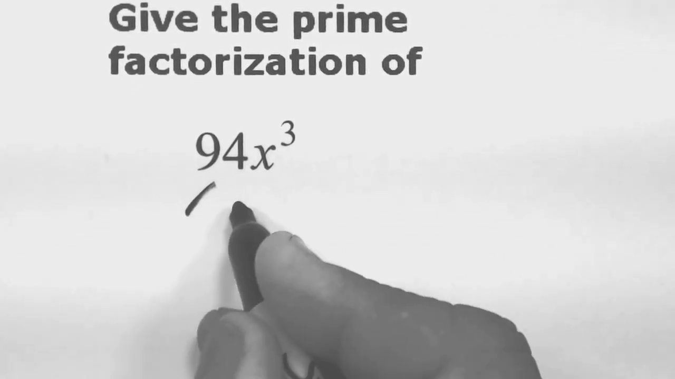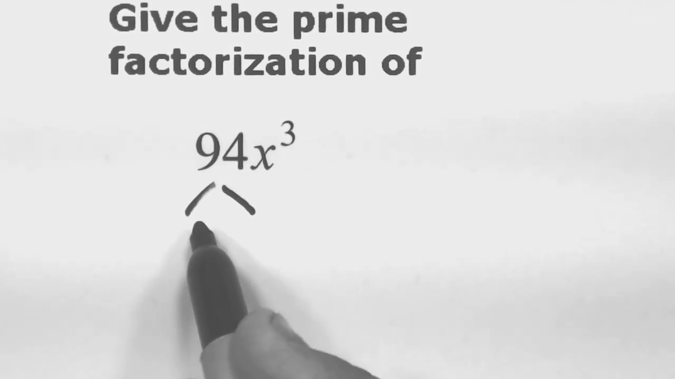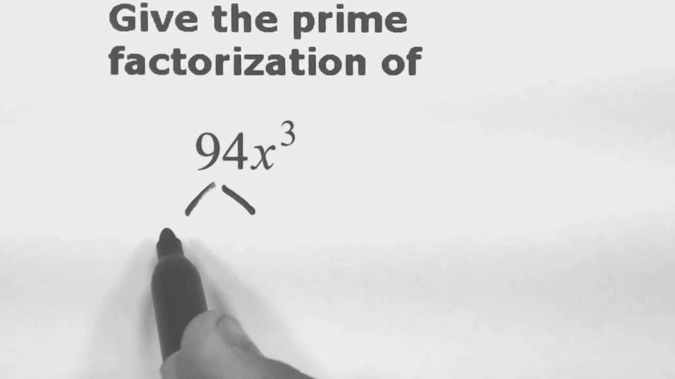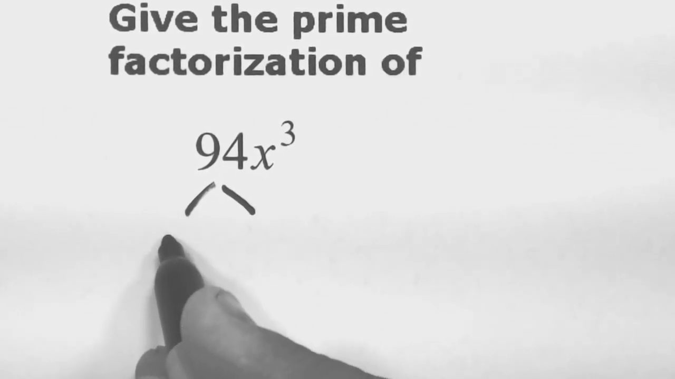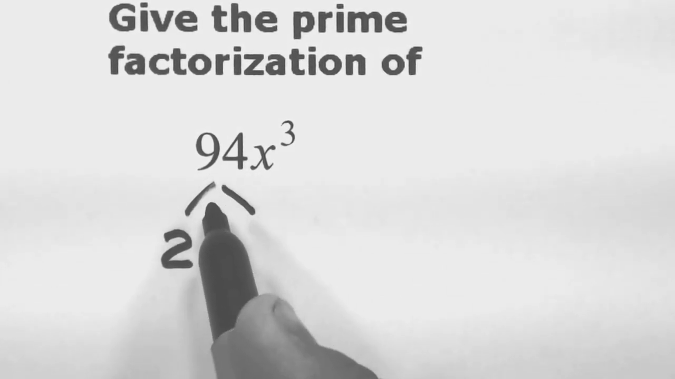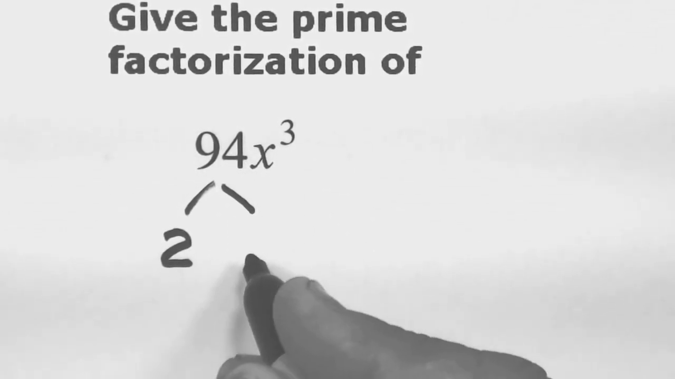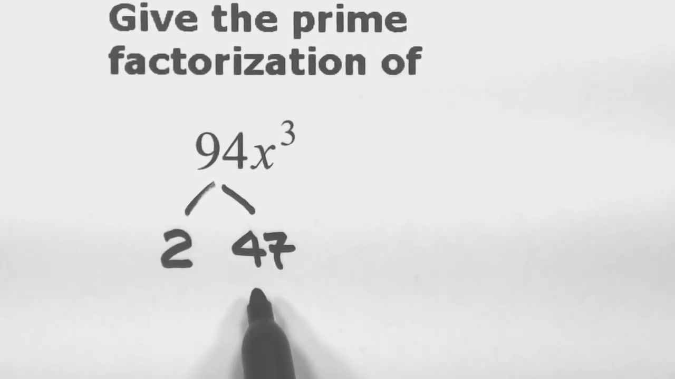So let's put our first set of branches down. Here we go. Okay, well, 94 is even, so that means we can pull a 2 out of it. Remember, we always start with the lowest prime, which is 2. Anytime we have an even number, we know we can get a 2 out of it. Okay, well, let's see. 2 times what equals 94? Well, 2 times 47 equals 94.